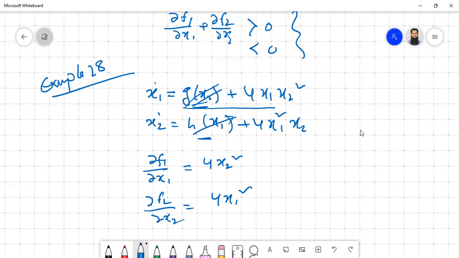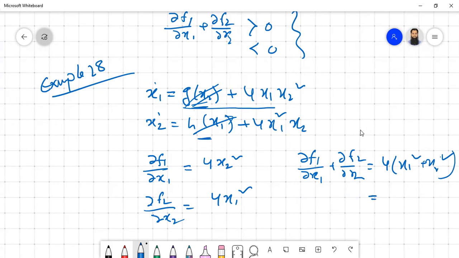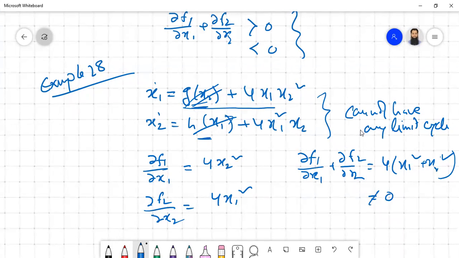Now if you add those two up, del f1 by del x1 plus del f2 by del x2 equals 4 times x1 square plus x2 square. So there is no way this can be 0, except when x1 and x2 are both 0. So this is not equal to 0, and we can conclude that this system cannot have any limit cycle. Okay, so this is the end of chapter 2.